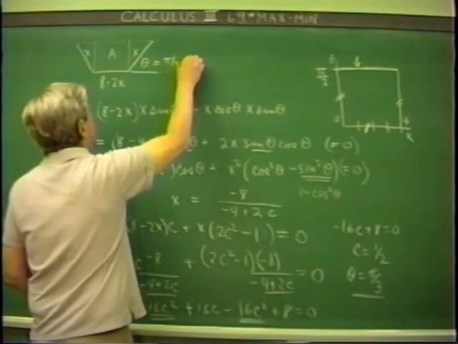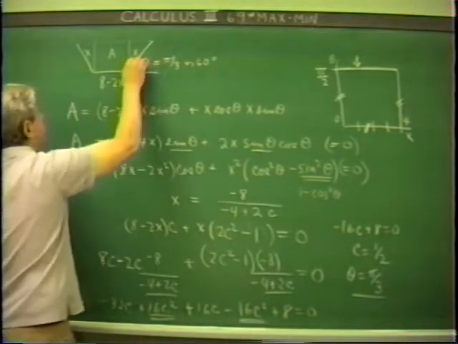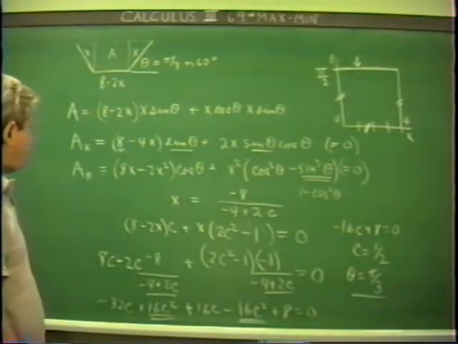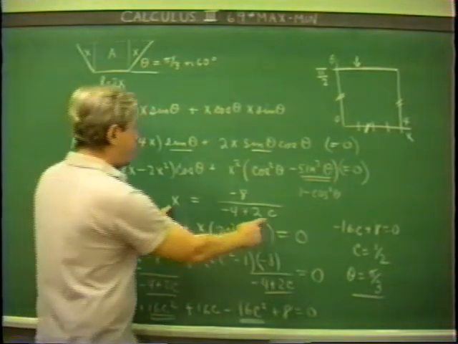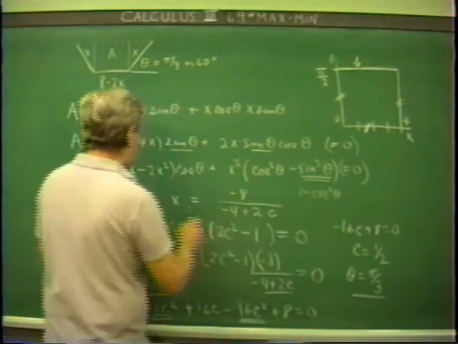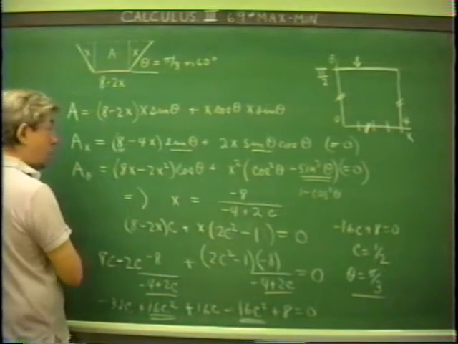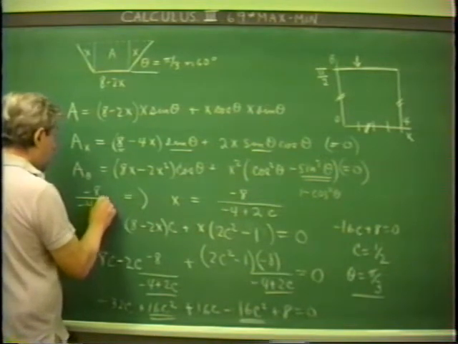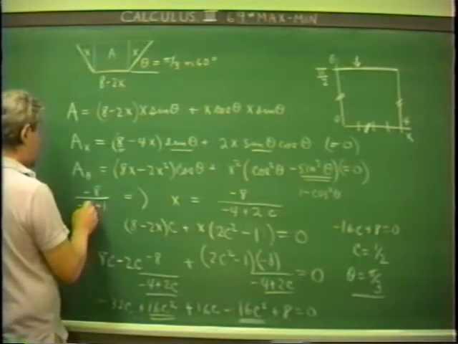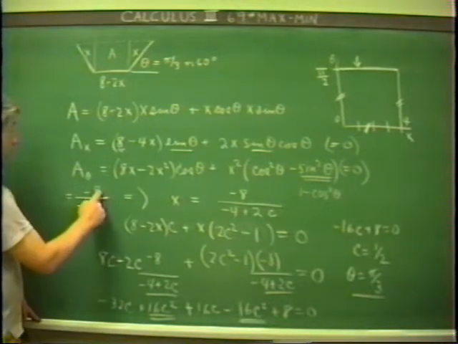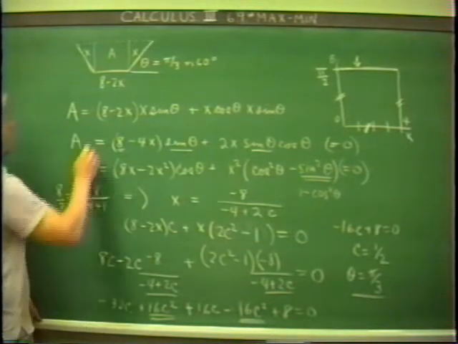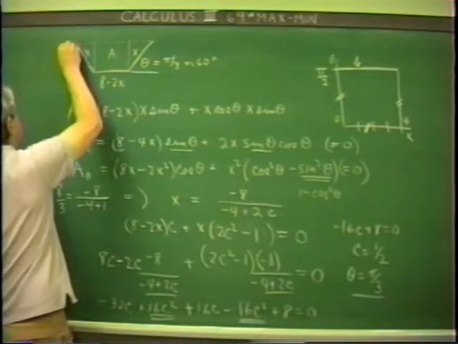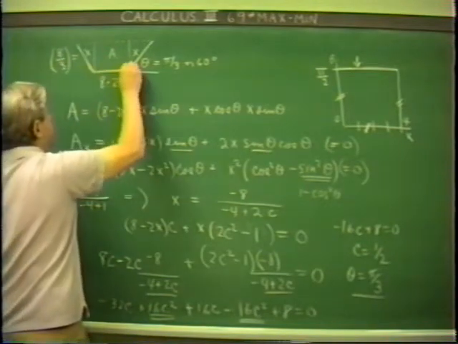I suspected an error here because I know that the picture that's proper for this is that theta be equal to pi over 3, or 60 degrees, and that says this should be made like this, with a 60-degree angle here. Now what about x? Well, when c is equal to a half, x is going to be equal to minus 8 over minus 4 plus 1, or 8/3. So x is 8/3.